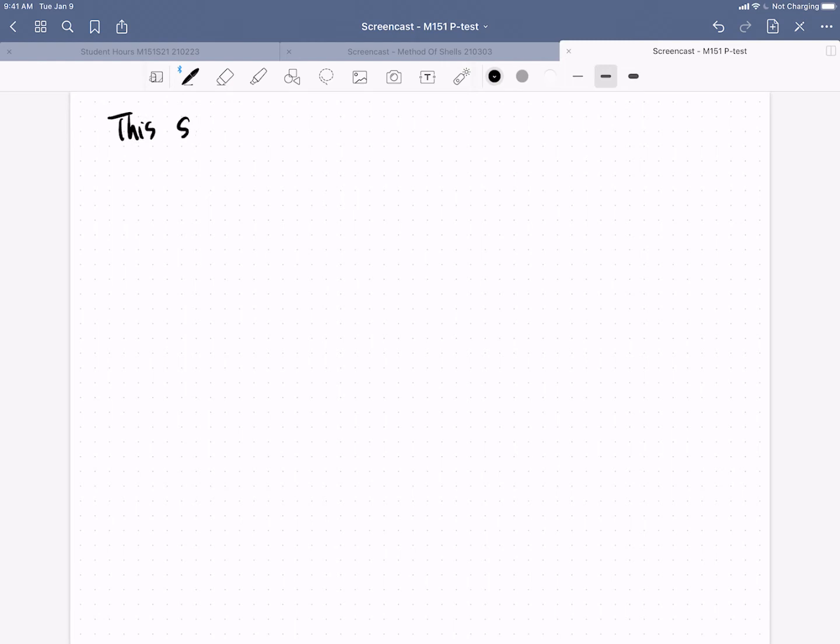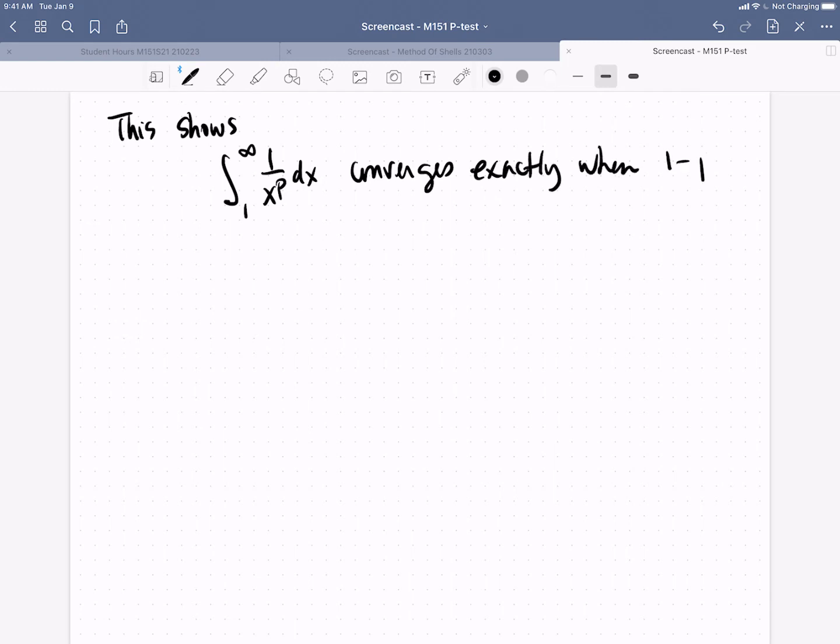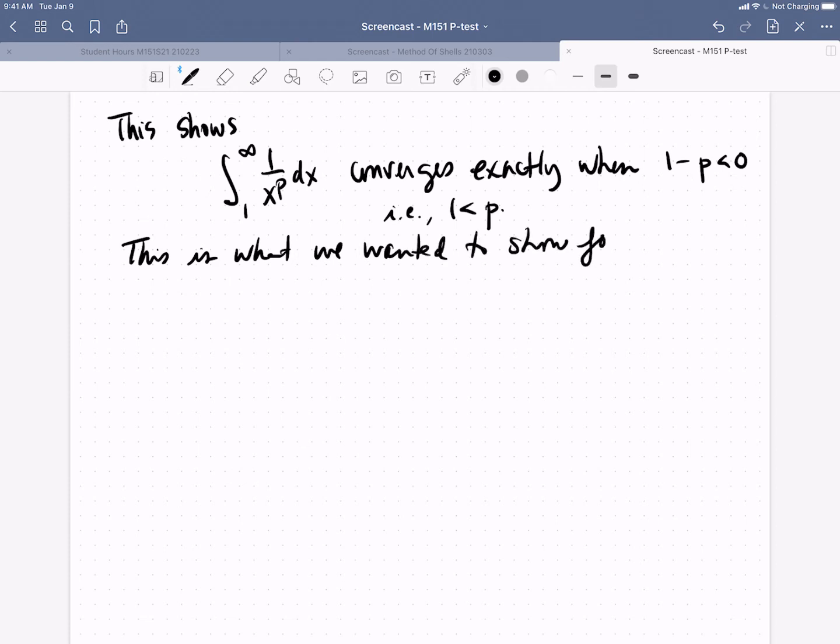This shows the integral from 1 to infinity of 1 over x to the p dx converges exactly when 1 minus p is less than 0, i.e. add p to both sides, p is bigger than 1. And that's what we wanted to show, number 1. So that part of the proof is complete.